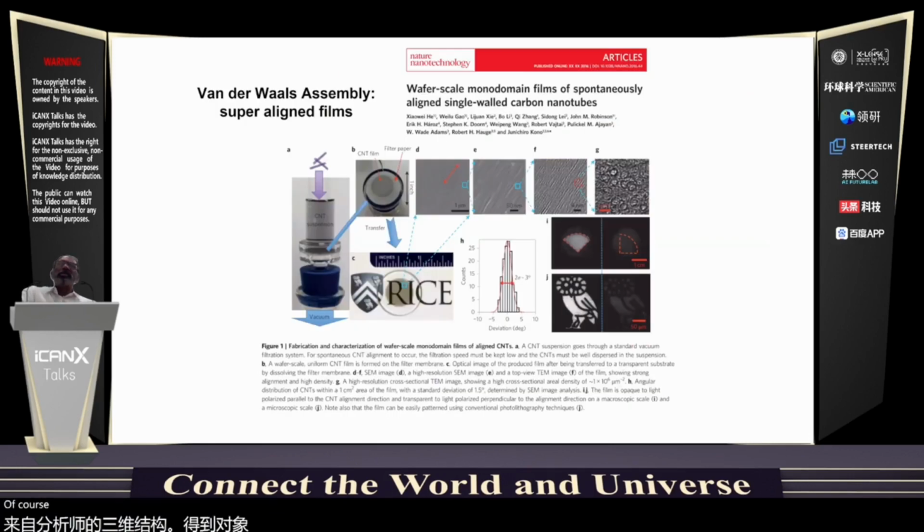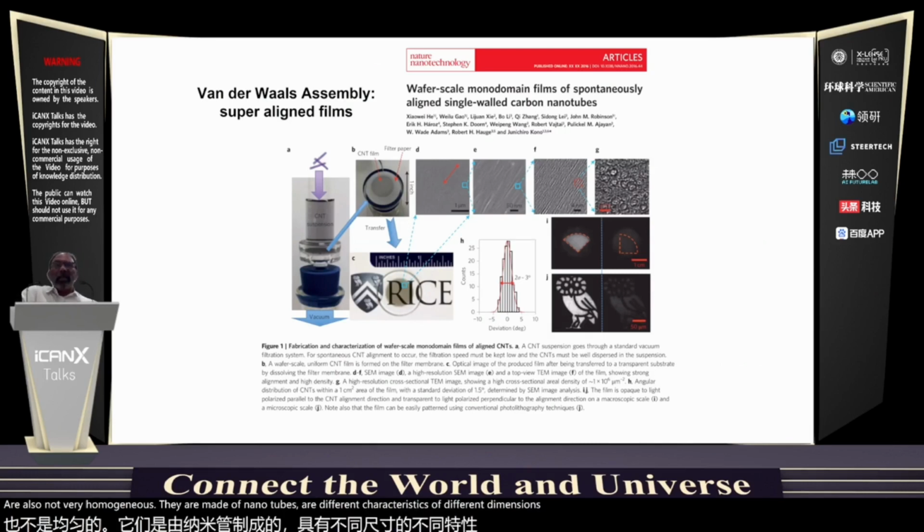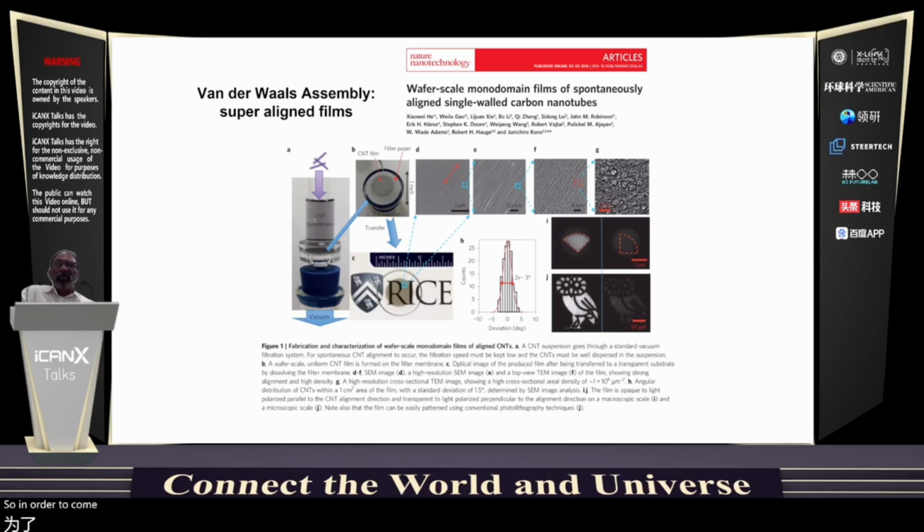Of course, the kind of vertically aligned nanotube films that I showed you are also not very homogeneous. They are made of nanotubes of different chirality, and nanotubes have different dimensions. So in order to come to a more precise platform, we need to do a lot more processing.